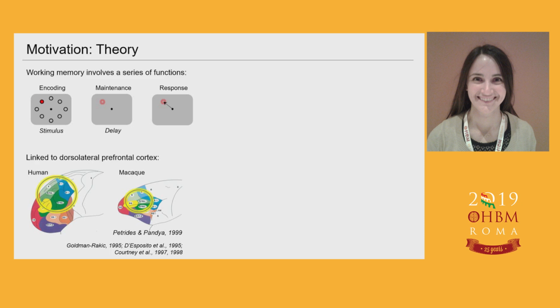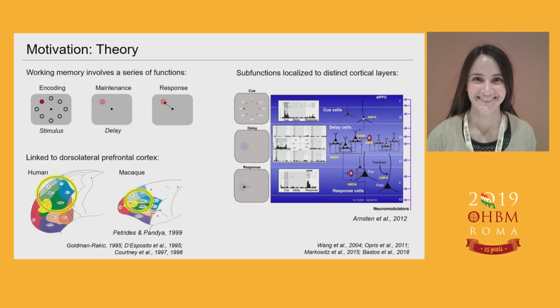And there's some early evidence, especially from the electrophysiological work in monkeys, suggesting that these subfunctions may be preferentially localized to distinct cortical layers. So specifically, that delay-related activity takes place predominantly in superficial layers and specifically in the pyramidal networks in layer 3, while the response-related activity takes place predominantly in deeper layers, namely layer 5. But to date, there's no direct evidence for this dissociation in humans.